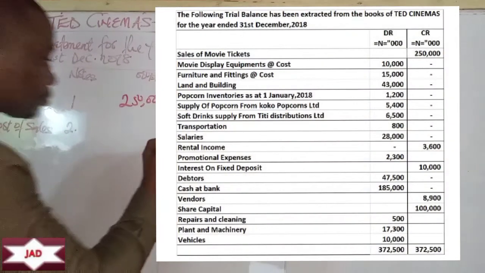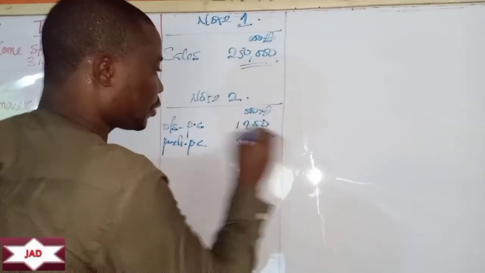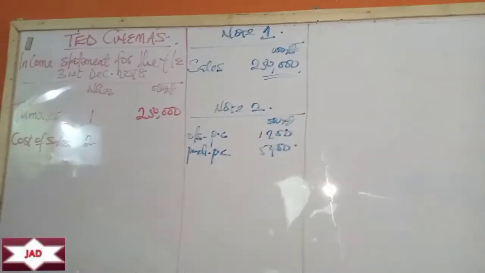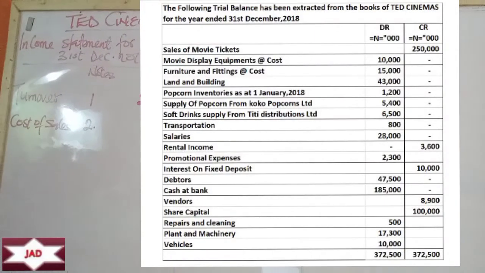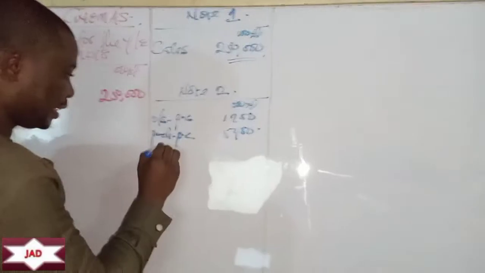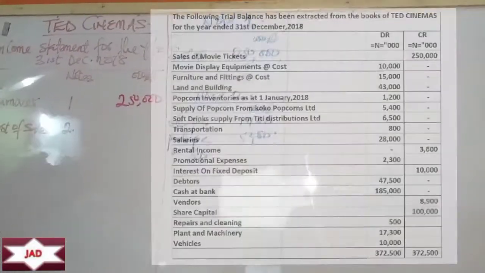So we have purchases, popcorn, 5,400,000. What other purchases can we see? Purchases, soft drink supply from TT Distribution, 6,500,000. So we have purchases again, soft drinks, 6,500,000.